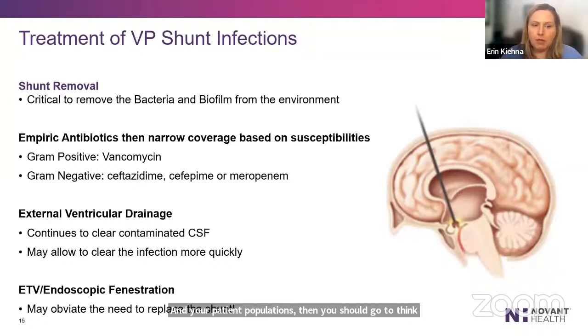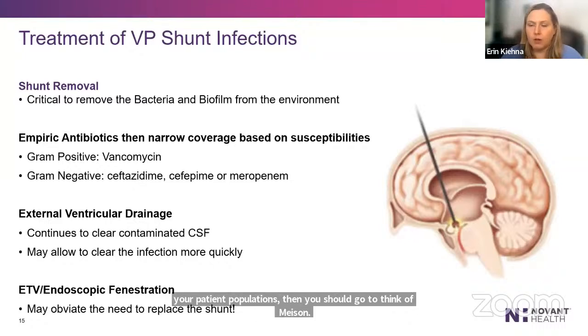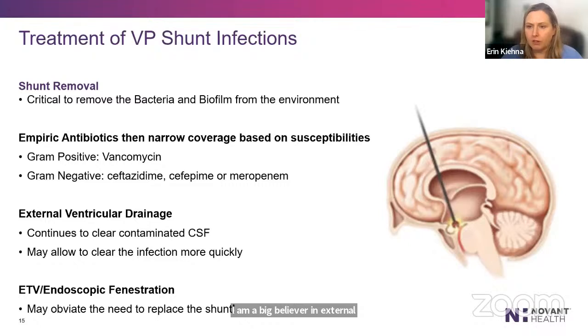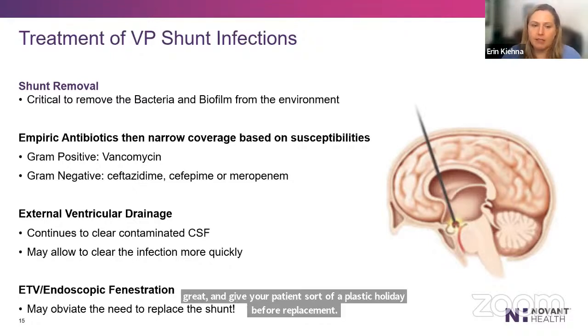I am a big believer in external ventricular drainage. You went to the OR to remove the shunt, go on and place that EVD. And then if somehow by the end of this course you're able to remove it, that's great, and give your patient sort of a plastic holiday before replacement.